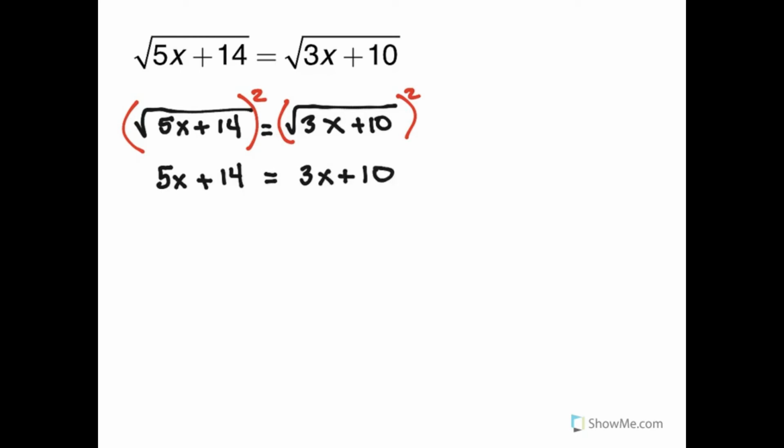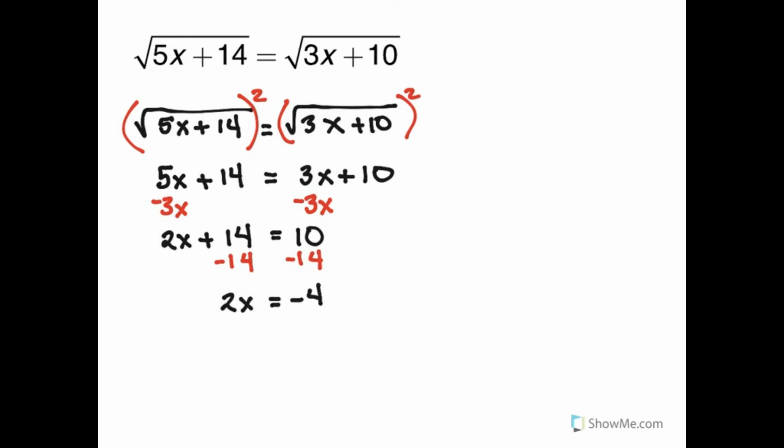Now I can solve by subtracting 3x from each side. That will give me 2x plus 14 equal 10. Subtract 14 from each side, and 2x is equal to negative 4. Divide by 2, and x equals negative 2.